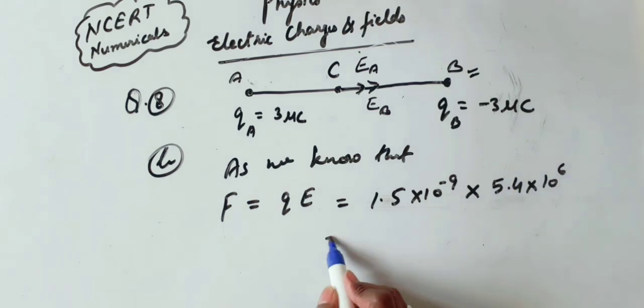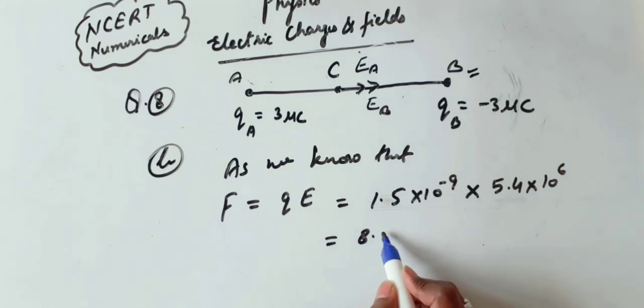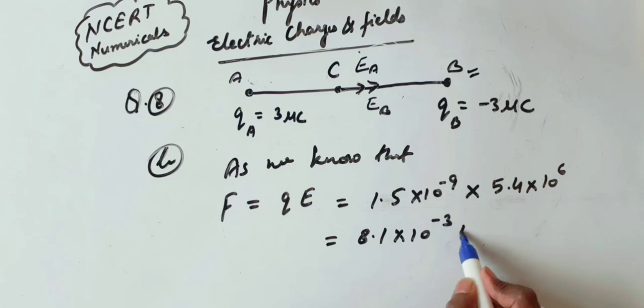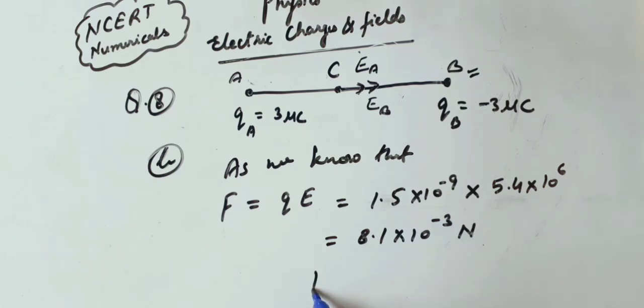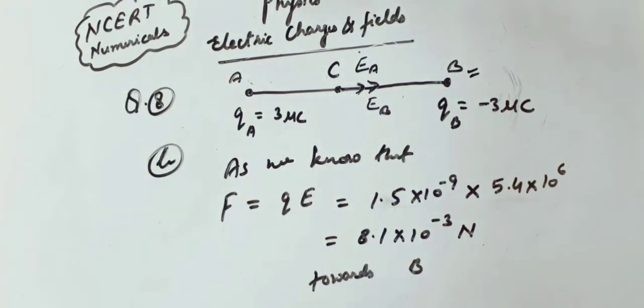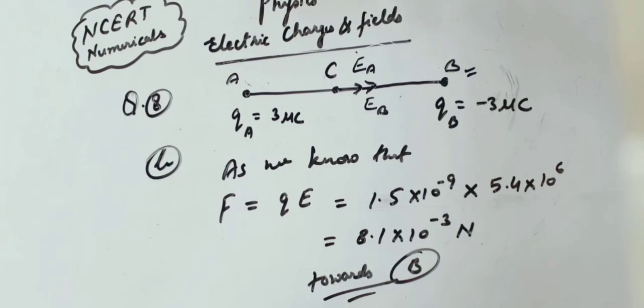So we can write it as 8.1 into 10 to the power minus 3 Newton towards B, because the direction of force will be in the same direction as the electric field line. So the direction of this force will be towards B.